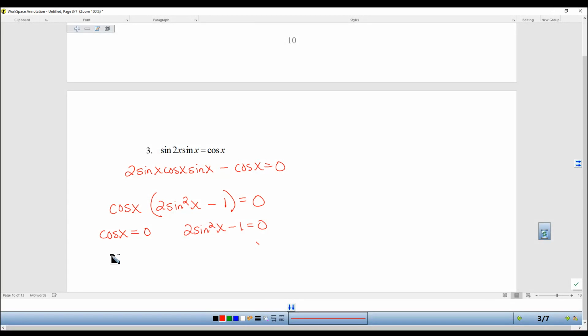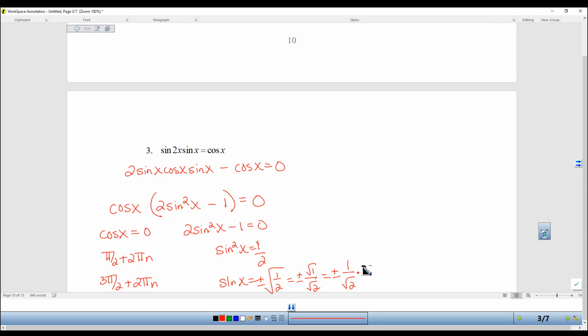Cosine is equal to 0 at pi halves plus 2 pi n, and at 3 pi halves plus 2 pi n. And this one, I can add 1 to both sides and then divide by 2. And then I take the square root of both sides, which I simplify, don't forget your plus or minus, the square root of 1 over the square root of 2, which is 1 over the square root of 2.